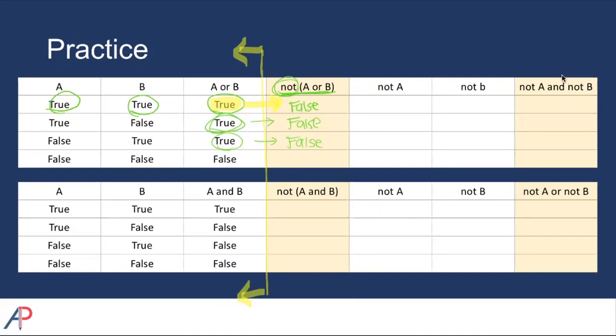And finally, we have A is false, B is false, A or B is false then. So what would not (A or B) be? Perfect, this one would be true.